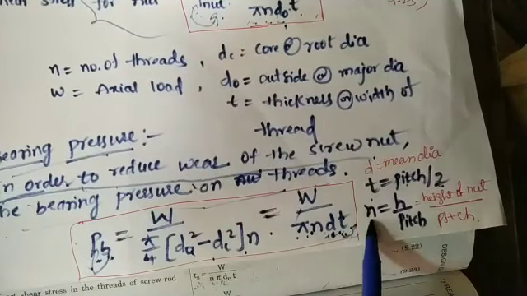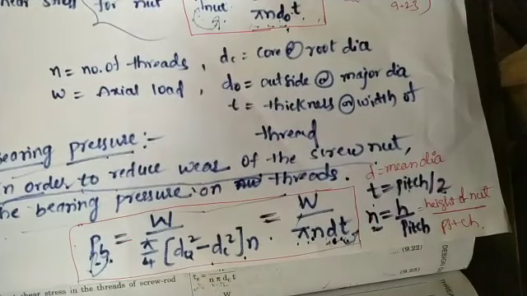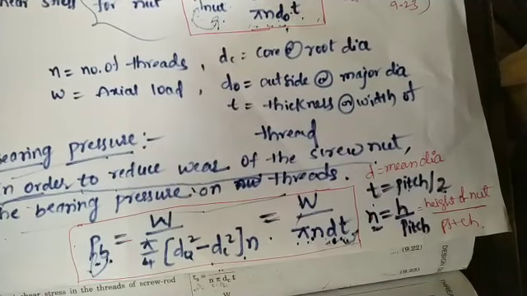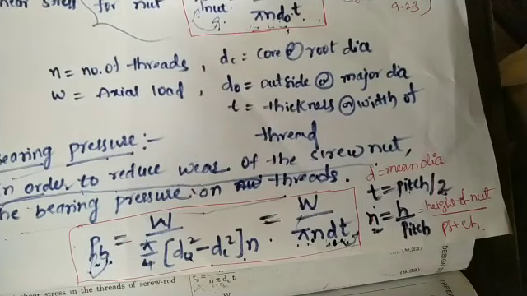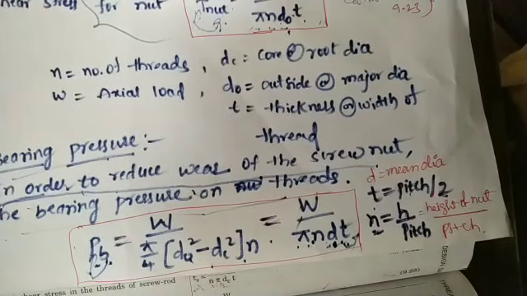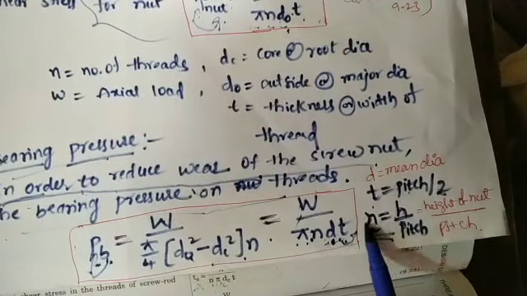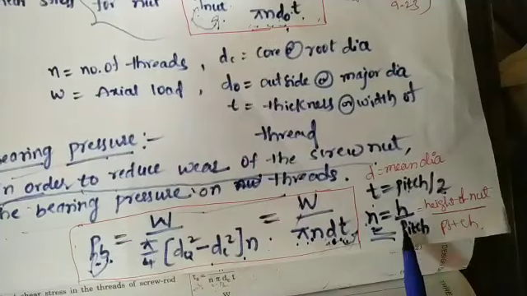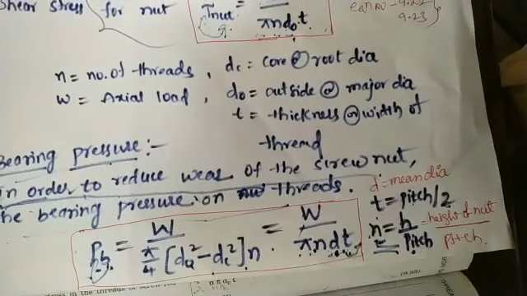Then n: in some competitive exams, they will ask you to calculate the number of threads, and they will give the height and pitch in the question. So how can you calculate n? By using this formula: n equals H by pitch, where H means height of the nut. Already you know the pitch.